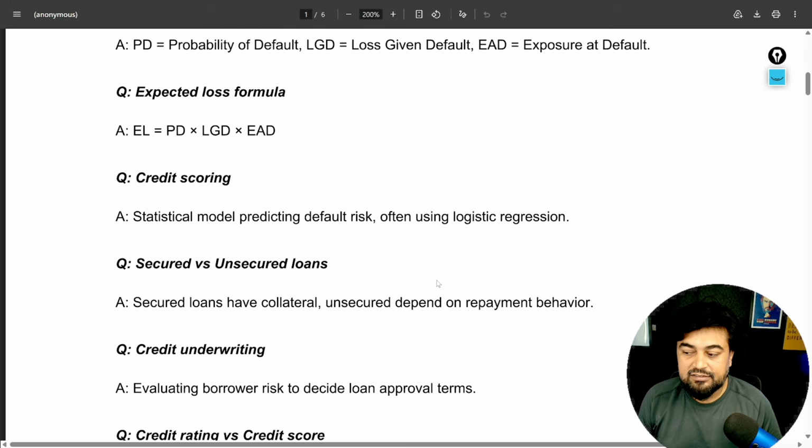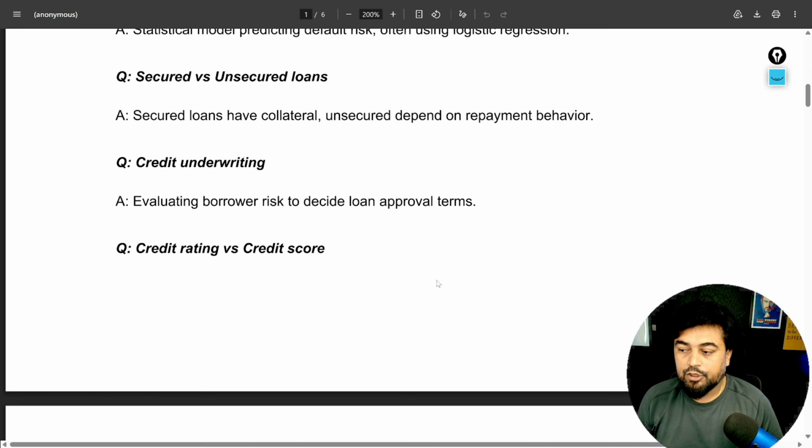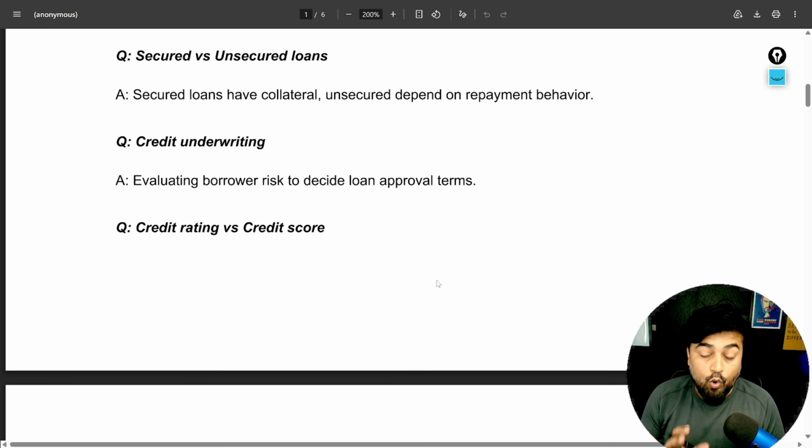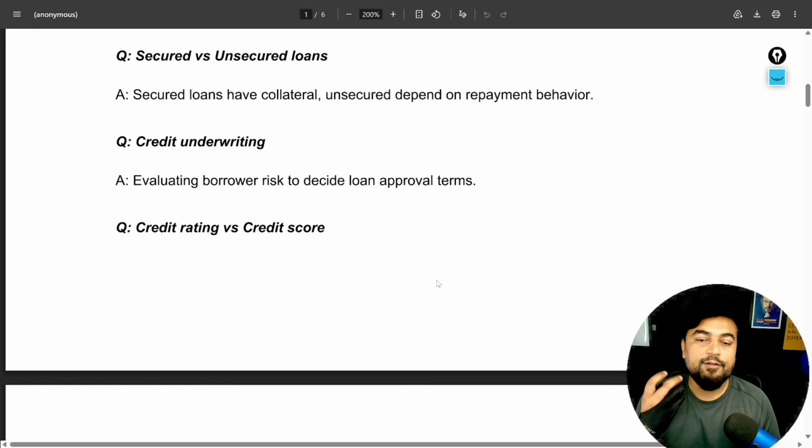What is secured versus unsecured loans? You can see that. Secured loans always have a collateral. Let's say the bank is giving a loan for your house. If you're not paying the loan, the bank will take away your house. The bank is the primary owner. When you sign all those documents, you read that the bank will be the primary owner of your property until you finish the whole loan.